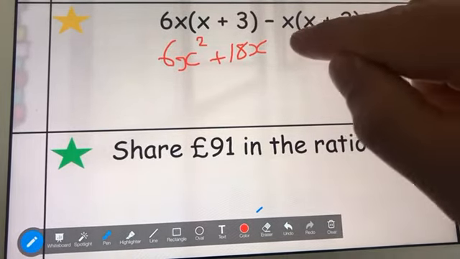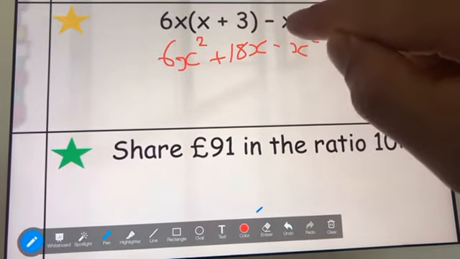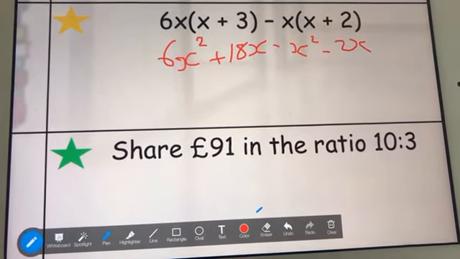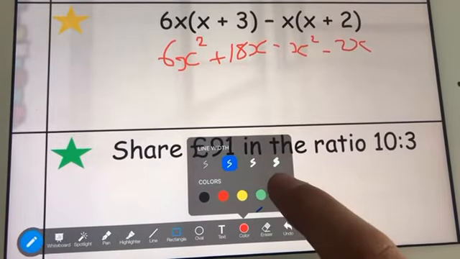Minus x times x is minus 1x squared. And then minus x times 2 is negative 2x. Okay, be careful with your signs. Once you're there now, I know that certain bits here are the same.